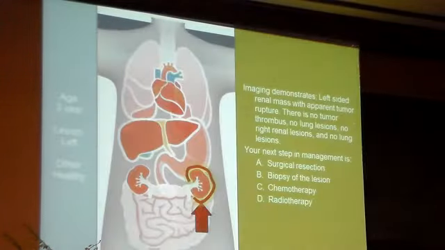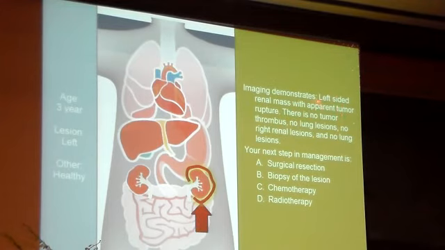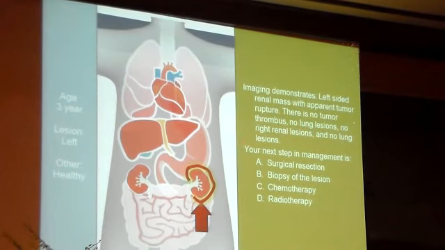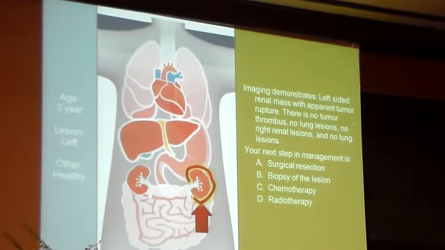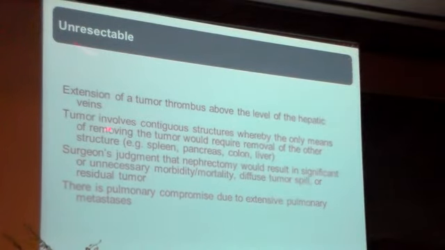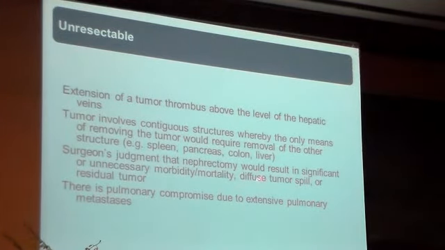What about this kid, 3 years old, left-sided renal mass with a tumor rupture? So this is the left side, and you can see that the tumor had ruptured into the retroperitoneum, but there's no other tumor. Again, I think you have to determine if this tumor is resectable or unresectable. If there is diffuse tumor spill, you may deem this tumor unresectable because it's going to be really hard for you to get in there, especially if the tumor has spilled. It's probably best to treat this with chemotherapy first and then come back and do the nephrectomy at a later date.